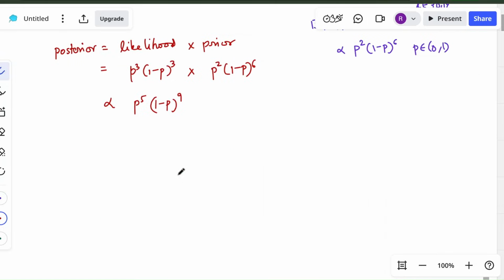So what is the posterior? The posterior is also a beta distribution, with beta of 6 and 10, right? 5 plus 1, 9 plus 1. Now we have to find the mode of this. So how do we find the mode of this?